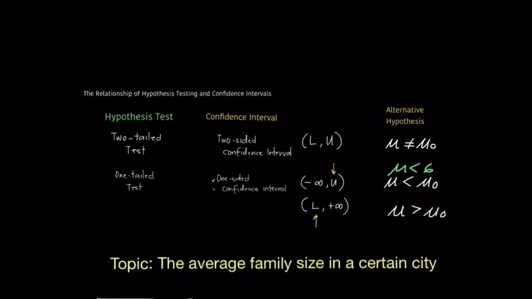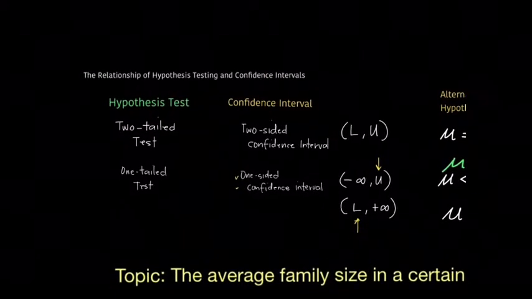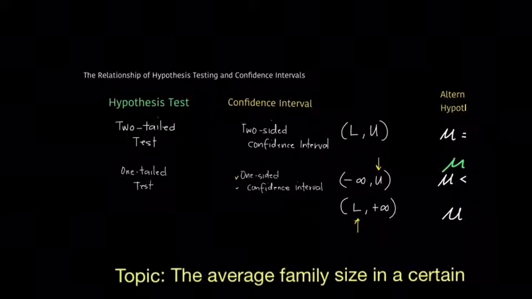Take note, if you use a one-tailed test and further use a confidence interval, you cannot use a two-sided confidence interval anymore. What you need to construct instead is a one-sided confidence interval. Okay, so let us try a different scenario.